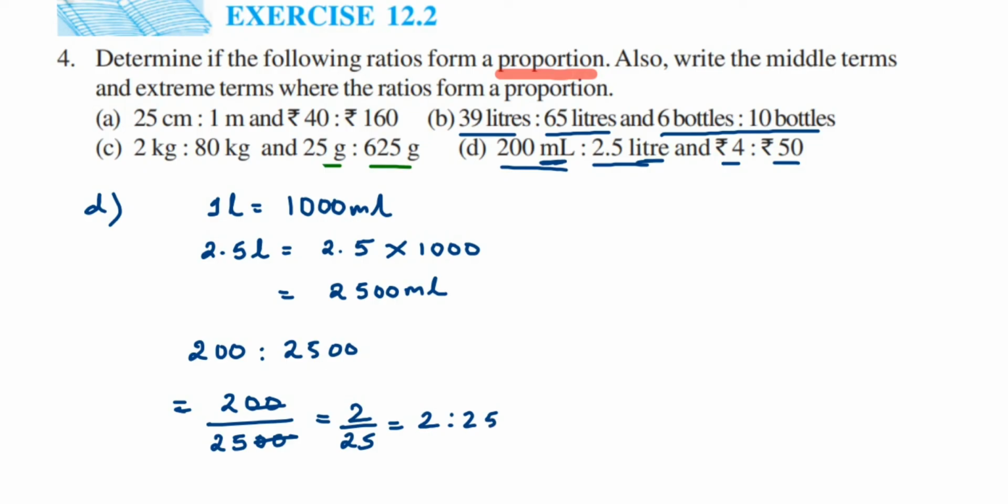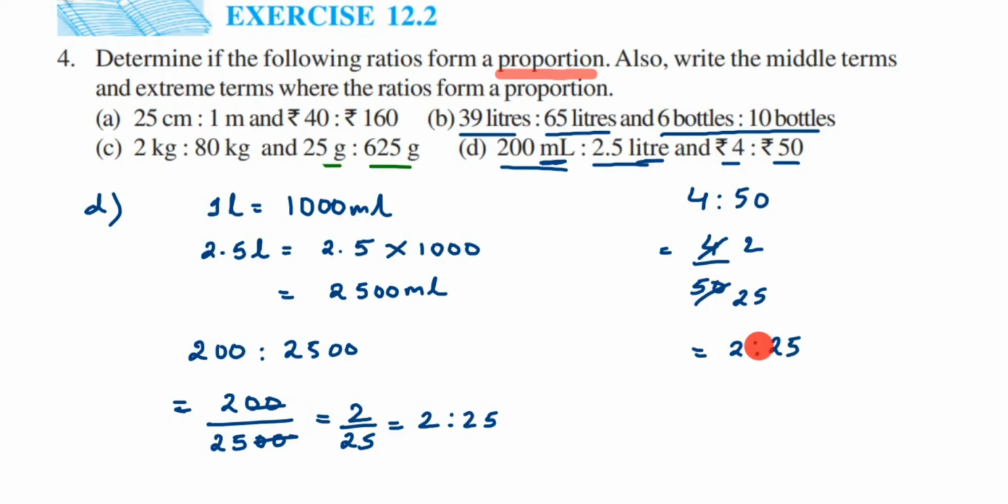Then the next one. So here we have rupees 4 and rupees 50. Both are in rupees, so both are in the same units. So it will become 4 upon 50. Convert this into a fraction, 4 by 50. So cancel them. 2 2s are 4, 2 25s is 50. So here we got 2 is to 25. You can see both ratios are the same. If they are the same, we can say that they are in proportion.